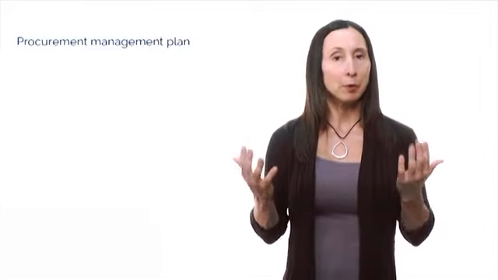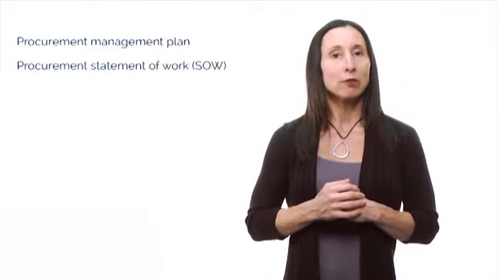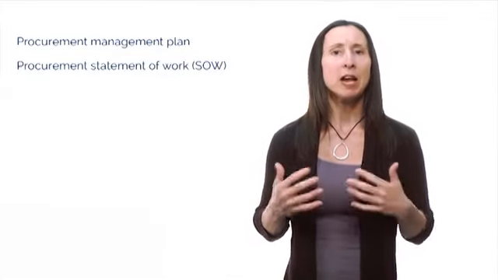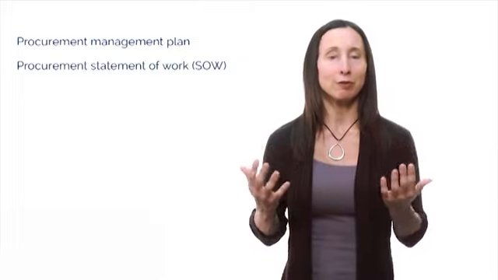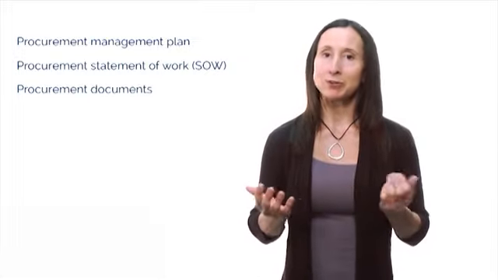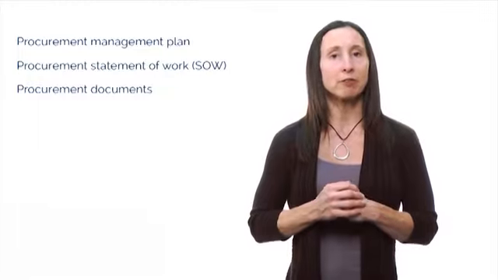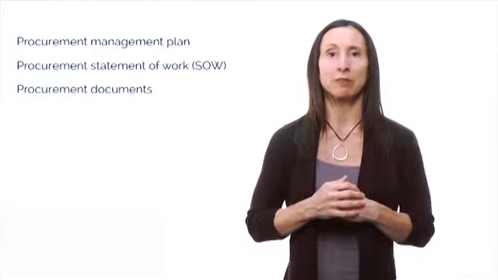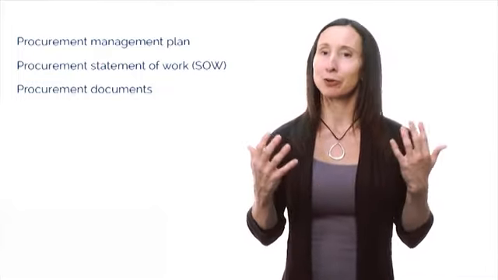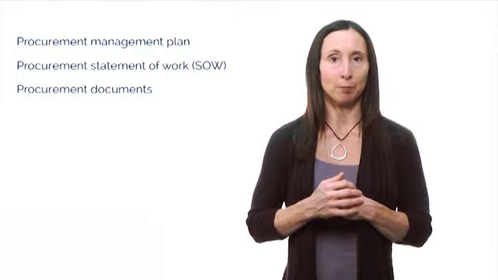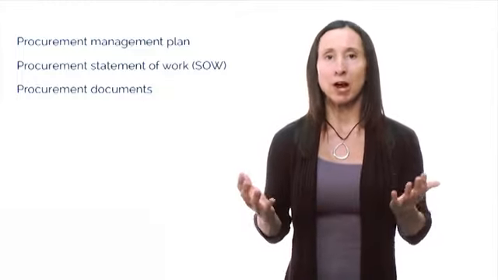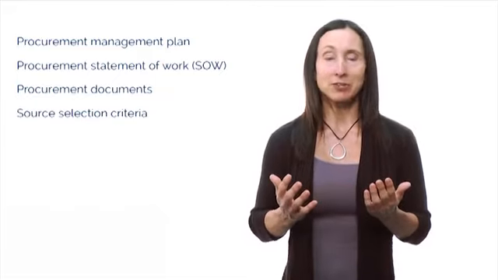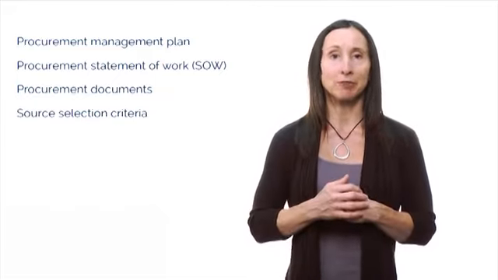The Procurement Statement of Work, or SOW, describes a procurement item in sufficient detail to allow prospective sellers to determine if they are capable of providing the products, services, or results. The procurement documents created in this process are used to solicit proposals, bids, quotes, information, and so on from prospective sellers. Procurement documents include a description of the required response form, the SOW, and contractual provisions such as the non-disclosure agreement. Source selection criteria are often included as part of the procurement documents.